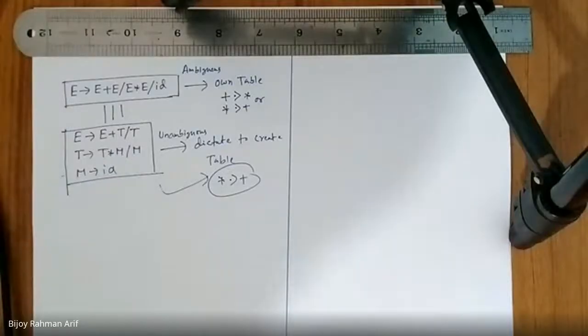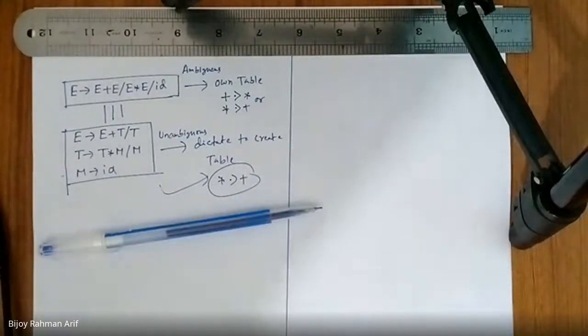So whenever I give you a grammar, you have to somehow find out whether it is ambiguous or not. If it is ambiguous, that means there is a problem with associativity and precedence. Then you have to create your own precedence and associativity. And if the grammar is unambiguous, then you don't have any option. Sometimes it might happen that in a grammar some operators are ambiguous and some are not.